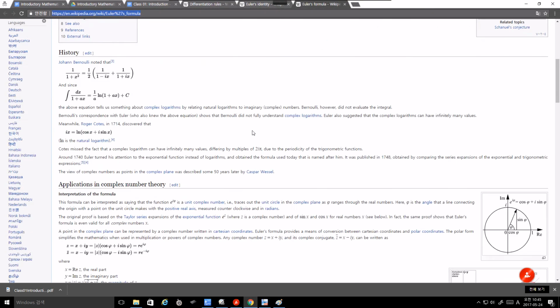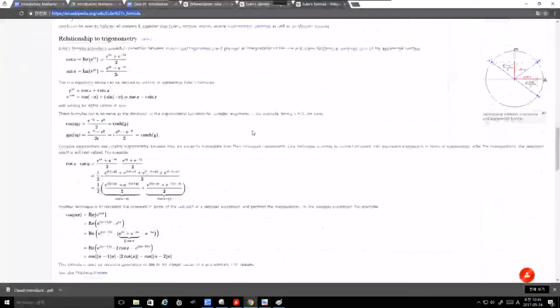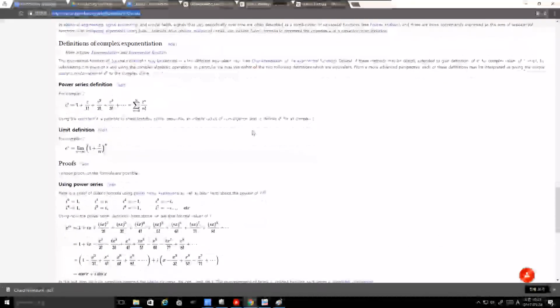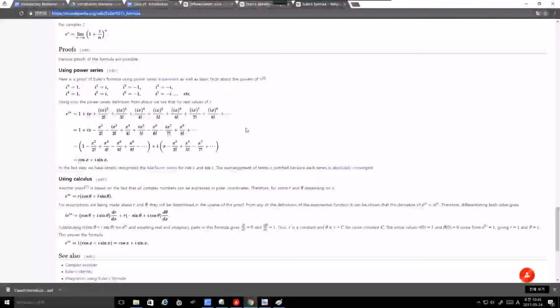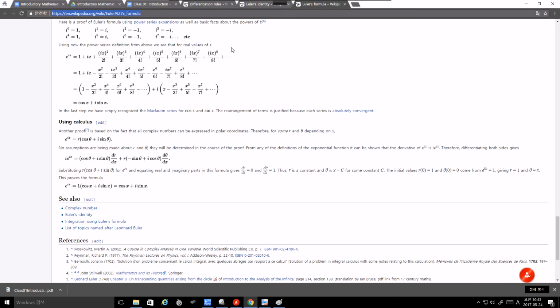There is a proof for Euler's formula. Well, there are two ways we can do it. We can use power series, and we will learn what that means later, but because we haven't learned power series yet, let me skip this part. Then we can use calculus.